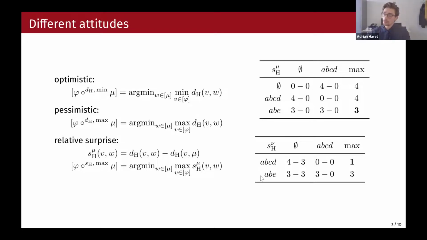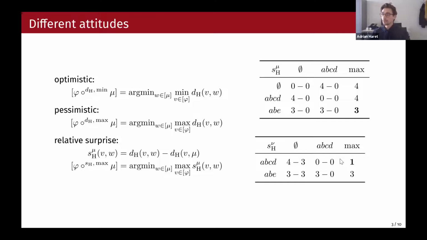But if we change the new information a bit, then things all of a sudden look different. So the distance from empty set to these 2 interpretations is 3 now, and now the distances get normalized by 3 here, and ABCD turns out to be the world that is chosen.